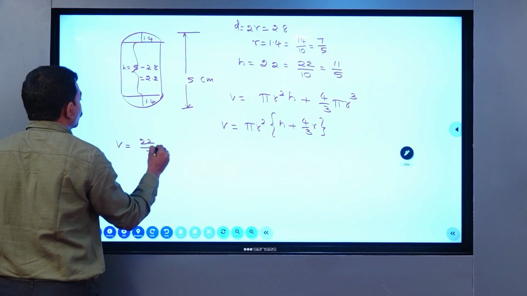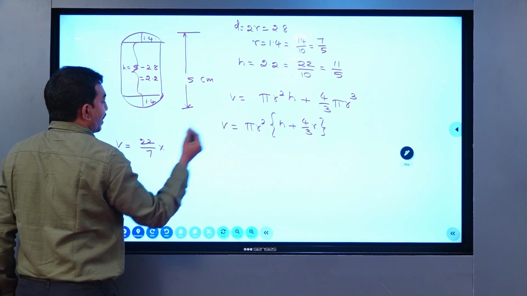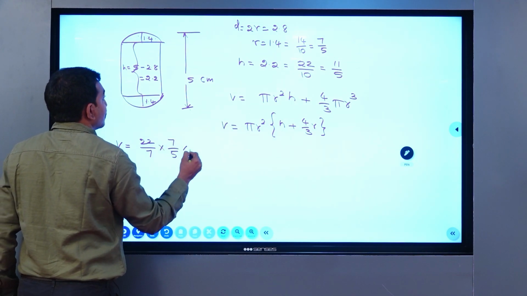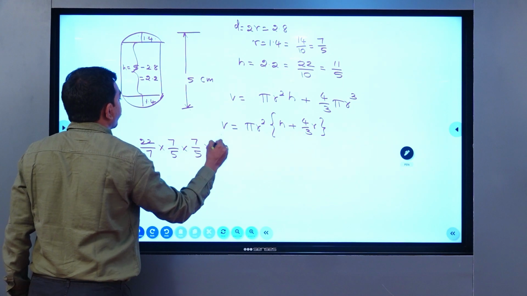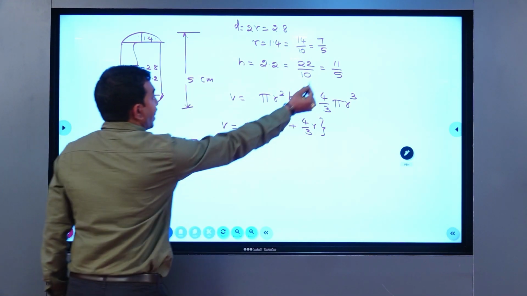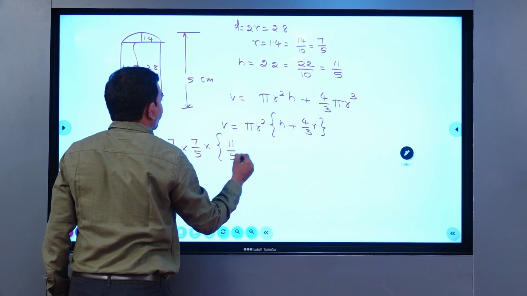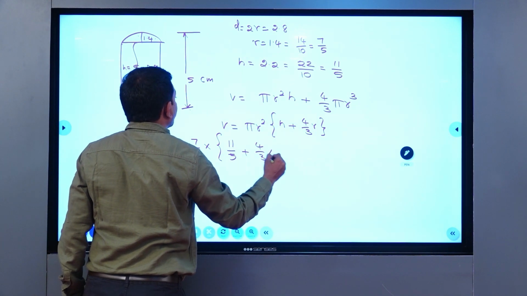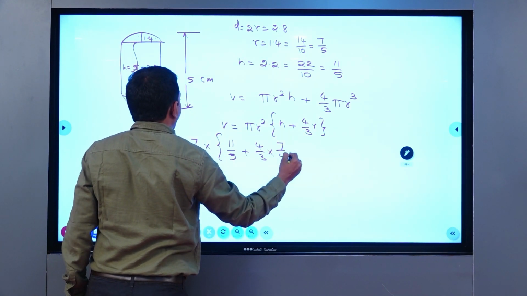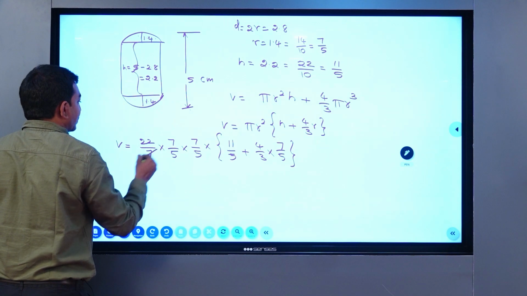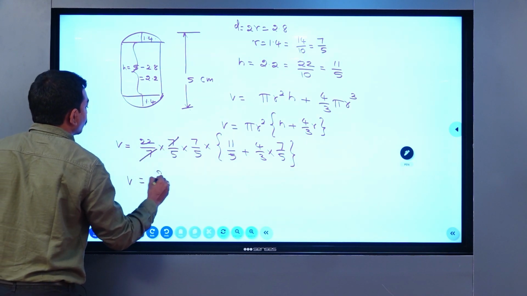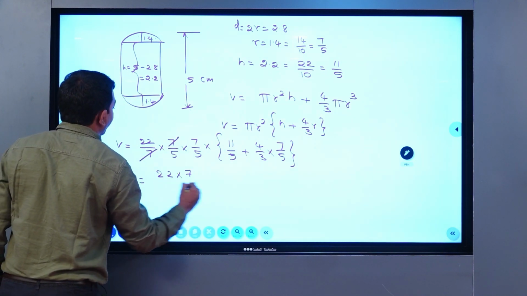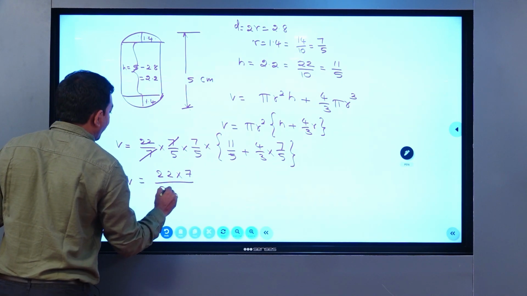pi is 22 by 7, radius square, radius into radius, 7 by 5 into 7 by 5 into, what is the height of the cylinder? 11 by 5 plus 4 by 3 into, radius is again 7 by 5. We can cancel this 7 and 7, volume is equal to 22 into 7 by 5 into 5 is 25.